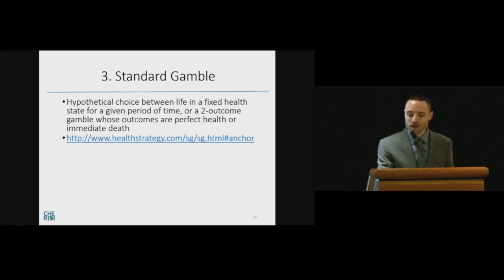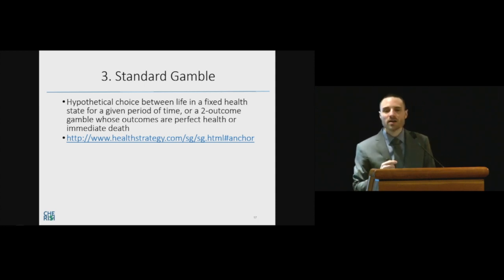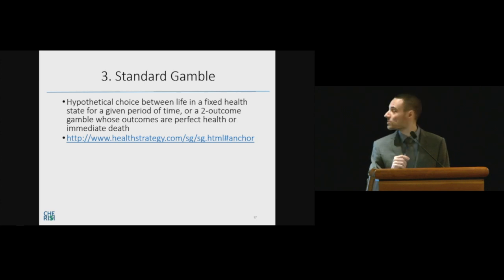Okay. The other is the standard gamble. Now, this is the most preferred method. This method actually gives us the truest measure of utility out of all of these methods. Part of the reason, actually, I might have this on a future slide, so I won't go into it yet. The standard gamble gives you a hypothetical choice between life in a fixed health state for a given period of time or a two-outcome gamble whose outcomes are perfect health or immediate death.